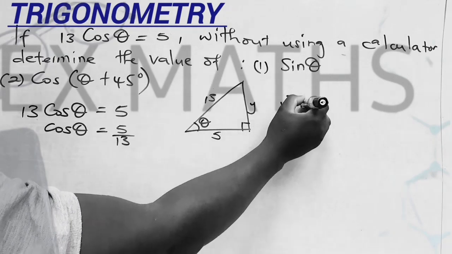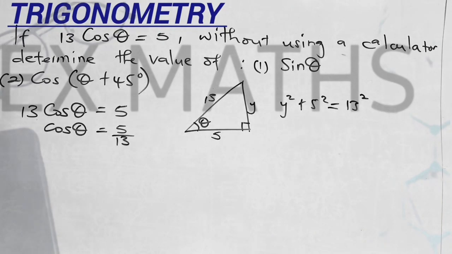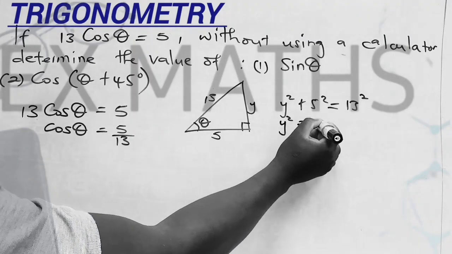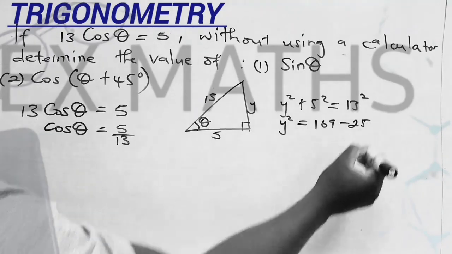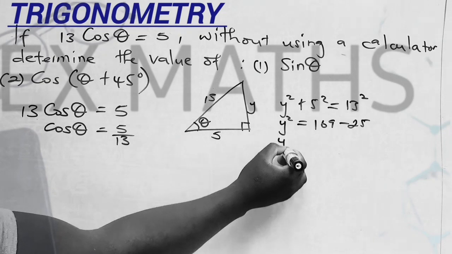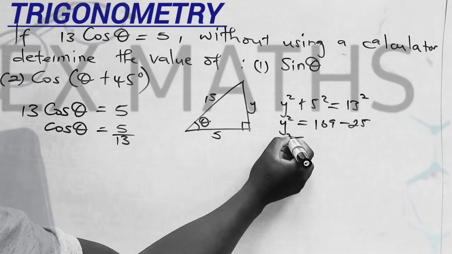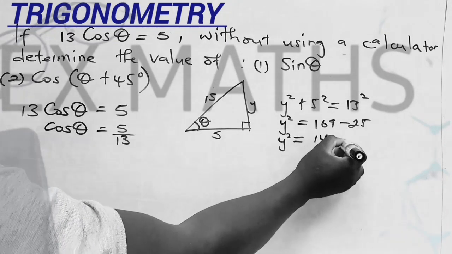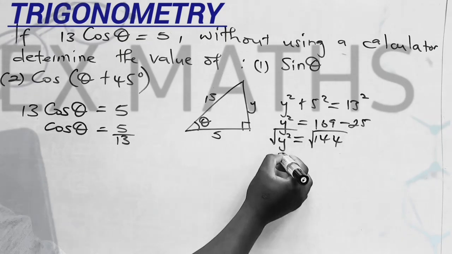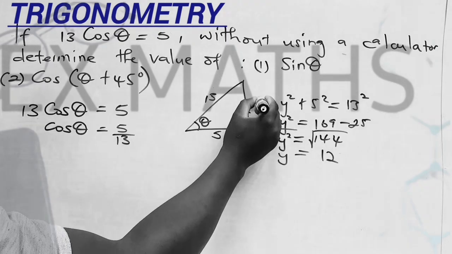So y squared plus 5 squared is equal to 13 squared. That's Pythagoras theorem. So y squared is equal to 13 squared, which is 169, minus 5 squared, which is 25. So y squared is equal to 169 minus 25. We get 144. Then we apply square root, then y is equal to 12. So here we have 12 at this point.